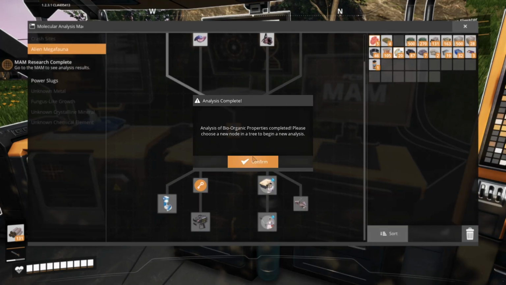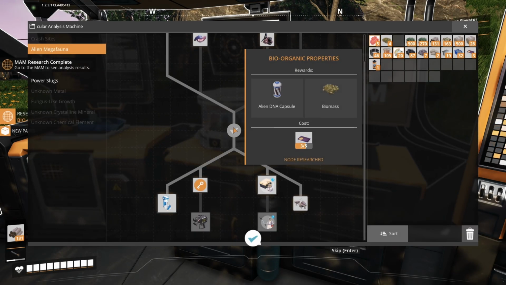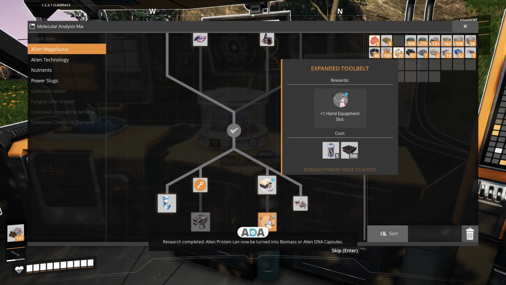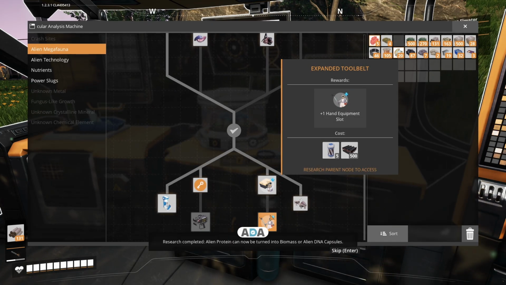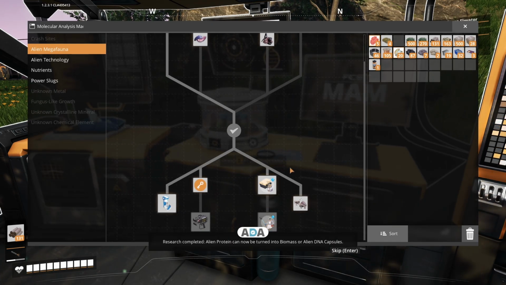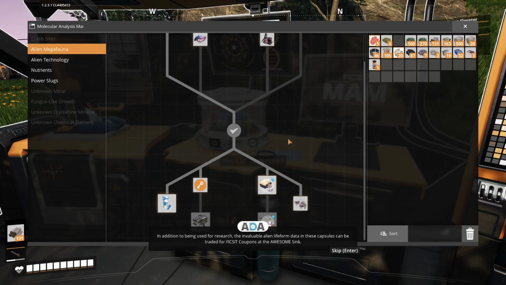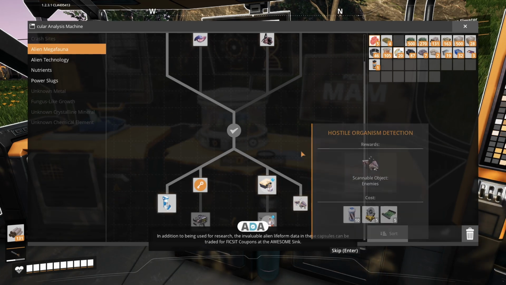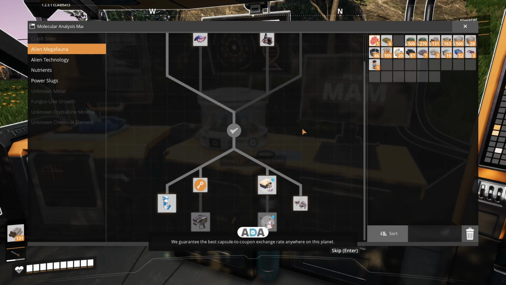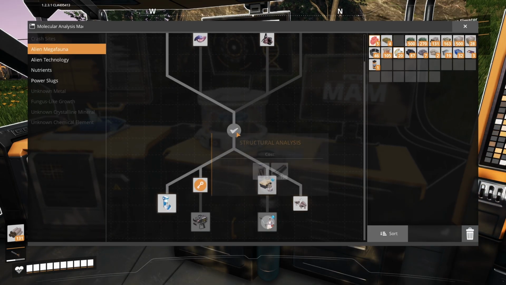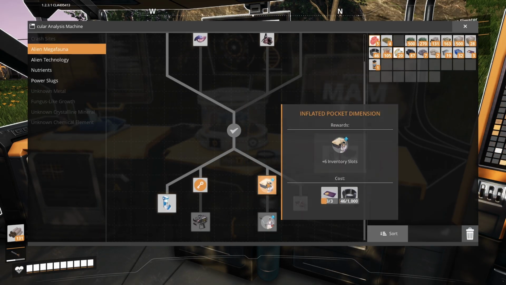Bioorganic properties. Research completed. Alien protein can now be turned into biomass or alien DNA capsules. In addition to being used for research, the invaluable alien lifeform data in these capsules can be traded for Fix-It coupons at the Awesome Sink. We guarantee the best capsule to coupon exchange rate anywhere on this planet.